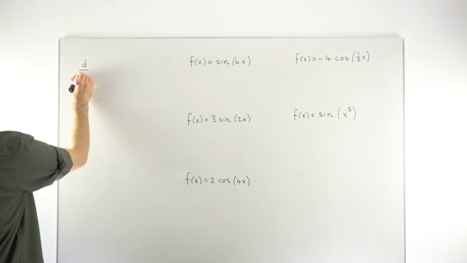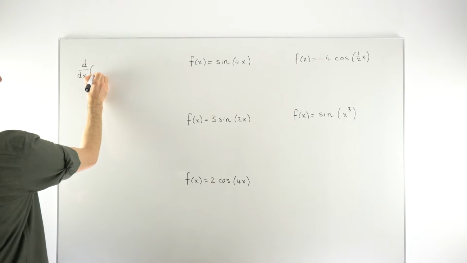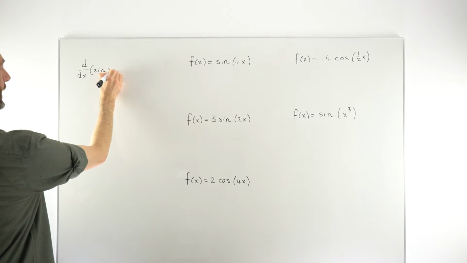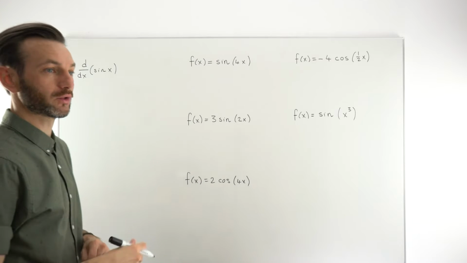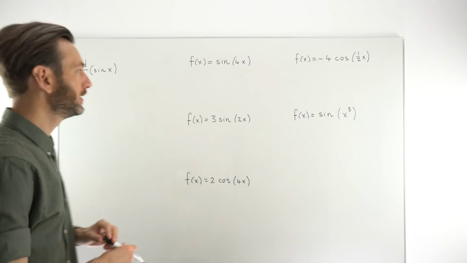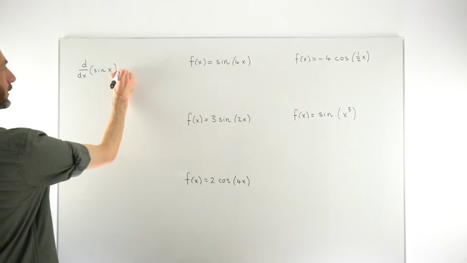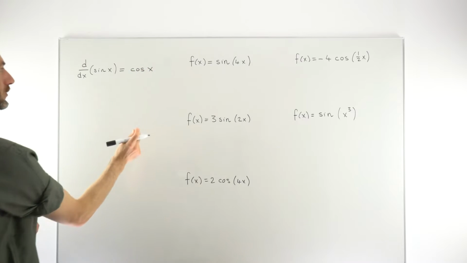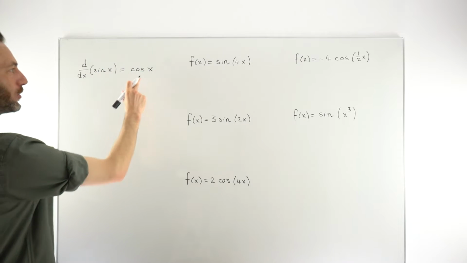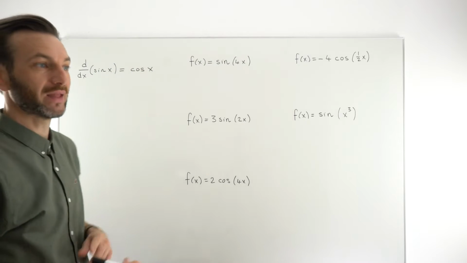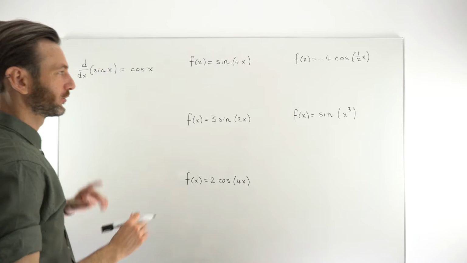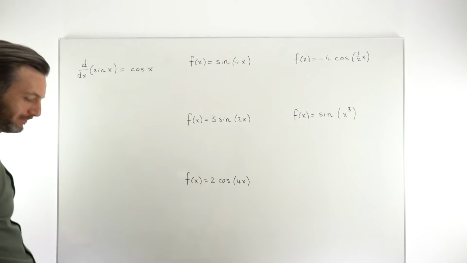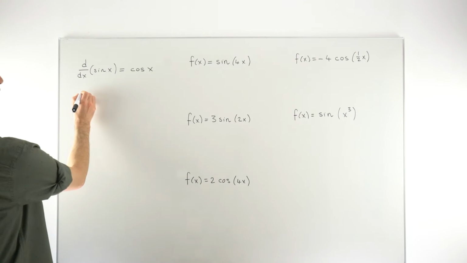So the way it works, the derivative with respect to x of sine x, so in other words, you're differentiating just the sine function, is just the cosine function, positive cosine function, okay? So in other words, the derivative of sine x is cos x. Or you might just say that sine x goes to cos x. Might be one way to remember it.